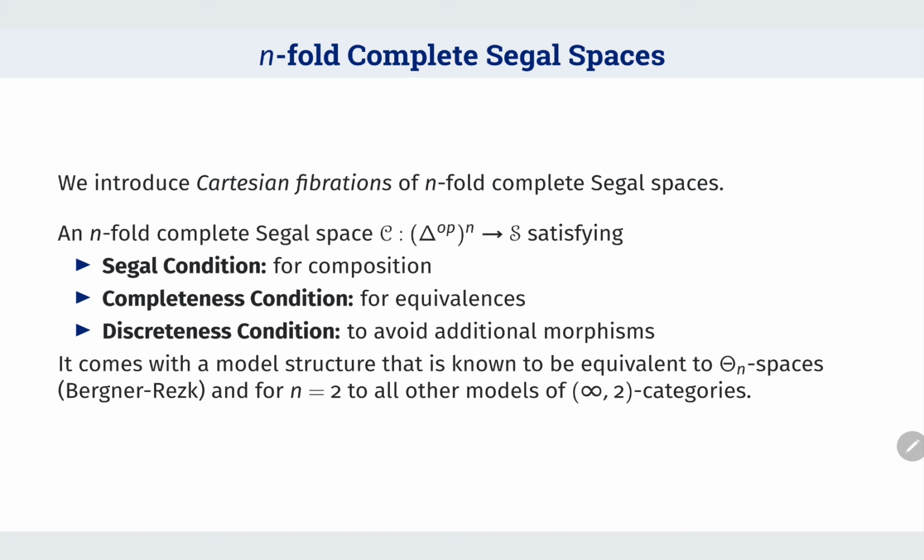So let us recall that an n-fold complete Segal space is simply a functor from n copies of delta up into spaces that satisfies three conditions. We have a Segal condition that's necessary for composition, a completeness condition that determines the equivalences, and then we need a discreteness condition to avoid additional morphisms. So n-fold complete Segal spaces were introduced by Rasekh and are known to be equivalent to Θ_n-spaces. And for n equals 2, they are in fact equivalent to all other models of infinity 2 categories.